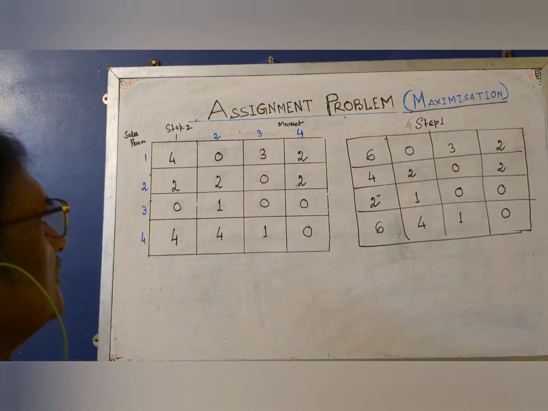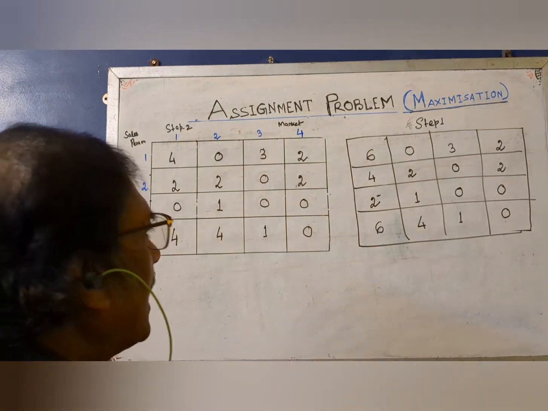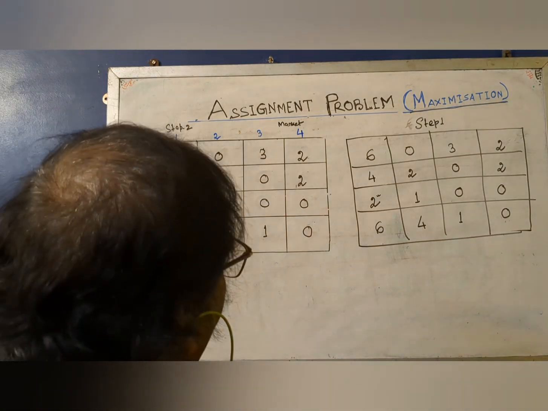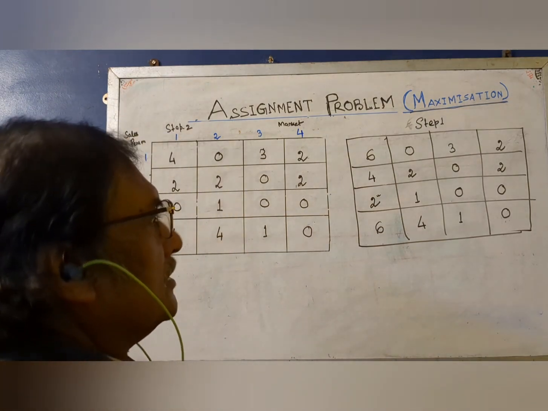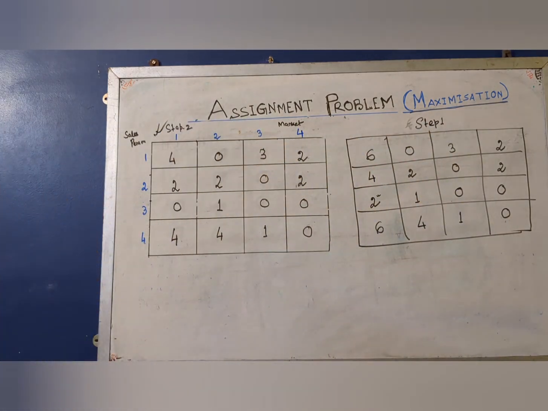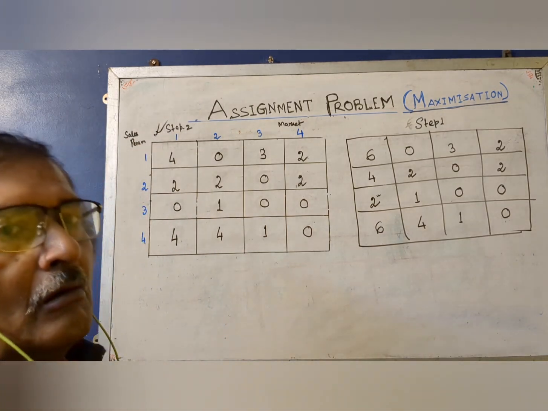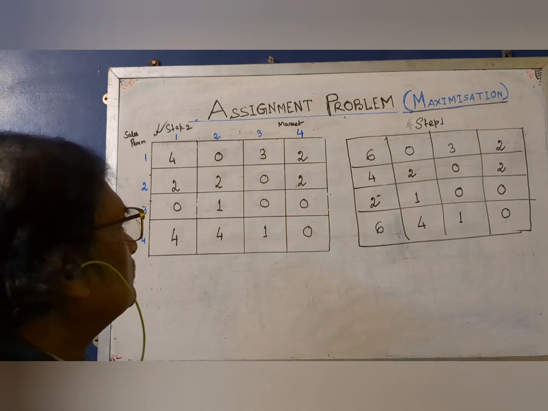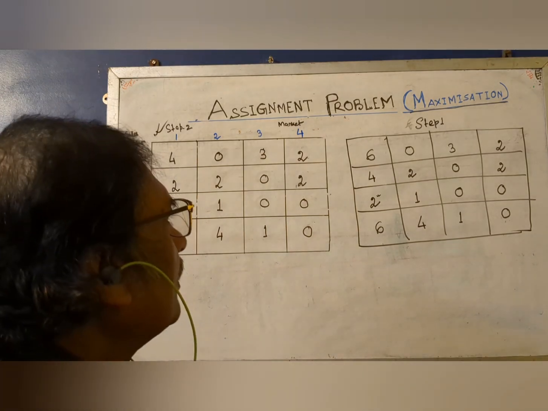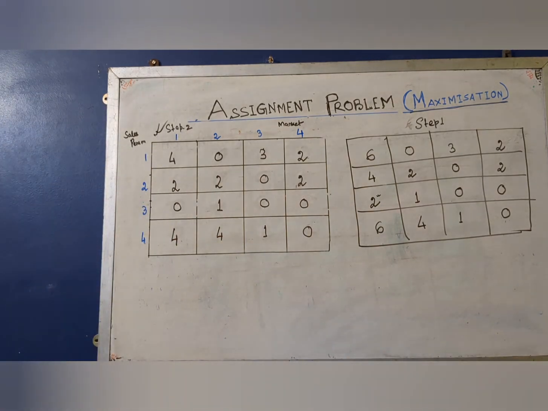Now the next process: you have to draw horizontal or vertical lines over the zeros in such a way that the minimum number of lines will touch all the zeros. So this is step 1, this is step 2. On this matrix, I have to draw the minimum number of horizontal or vertical lines so that all the zeros will be touched, not diagonal or any other way.